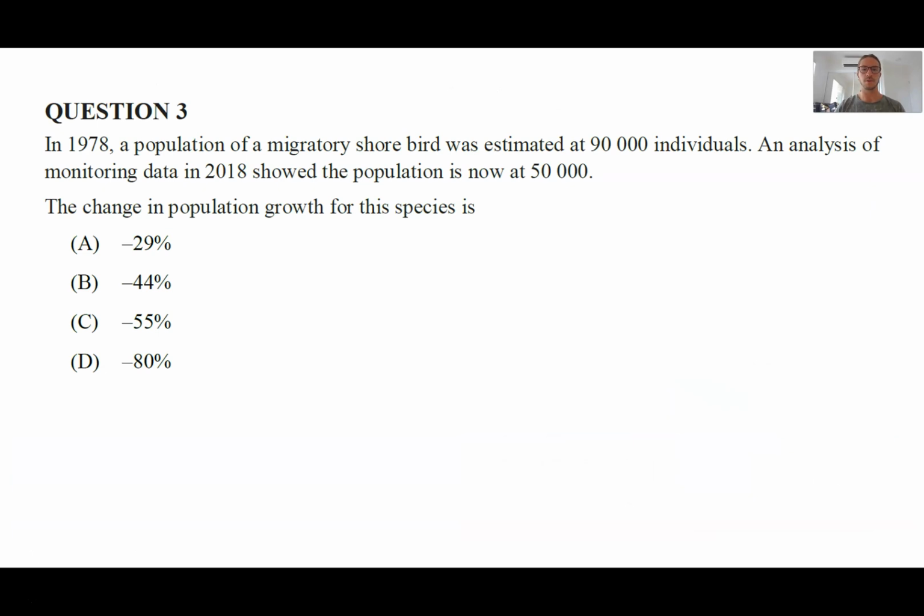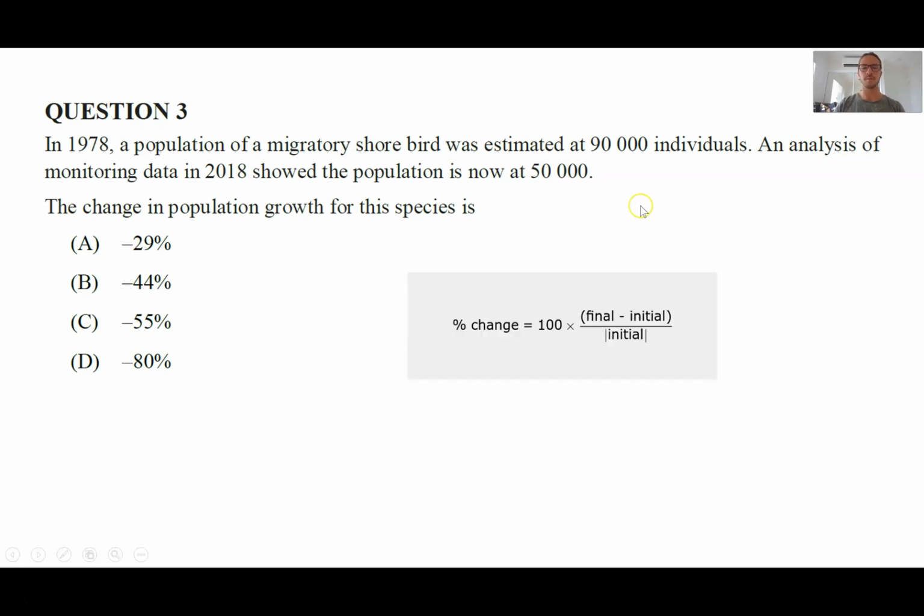So let's look at a question together. This is taken from QCAA. And I did not just show you how to do this, however. Let's look at it now. So the question is, in 1978, a population of migratory shorebird was estimated at 90,000 individuals, but over time, that population is now 50,000. So calculate the change in population growth for this species. Guys, you can either pause the video here, give it a shot, or hang on a second and I'll give you a clue to help you.